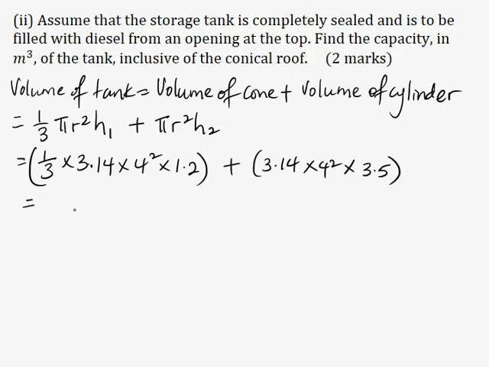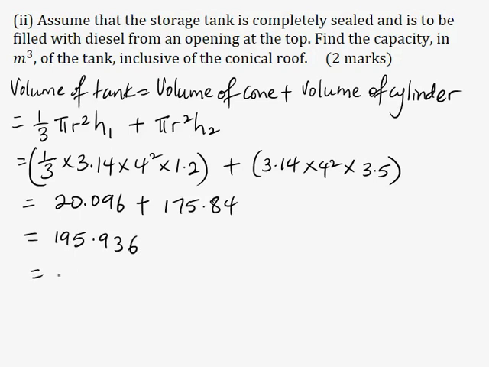When I work this out on my calculator, I'm getting 20.096 plus 175.84. Adding these two numbers, I'm getting 195.936. This is 195.94 meter cube to 2 decimal places.